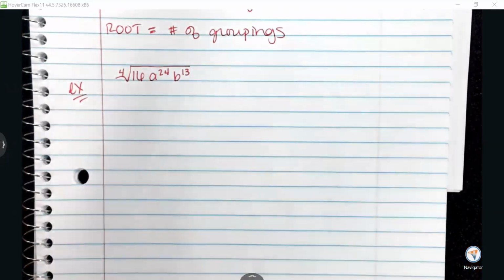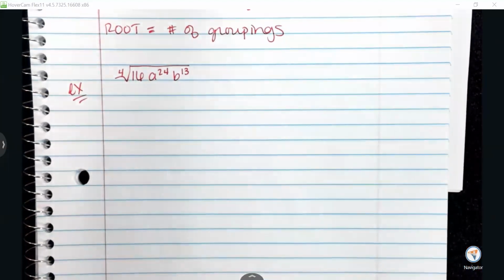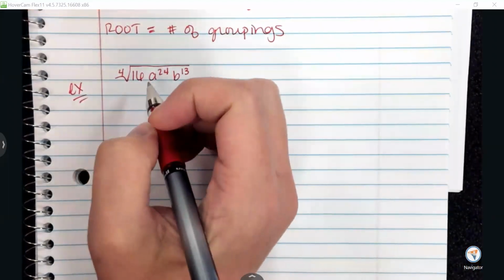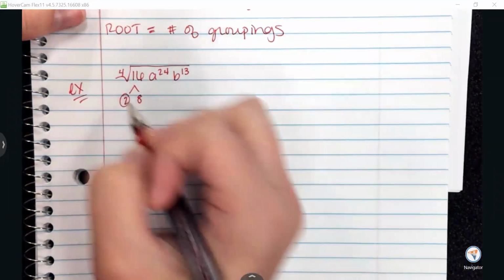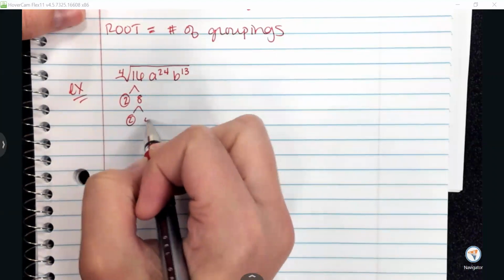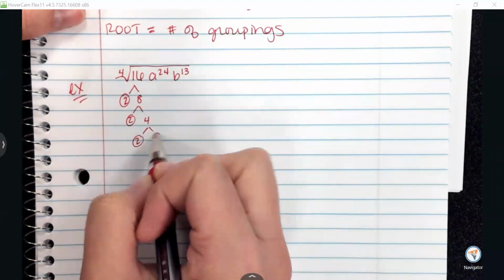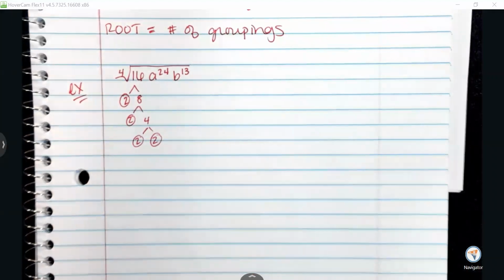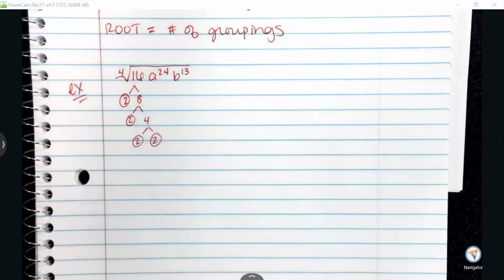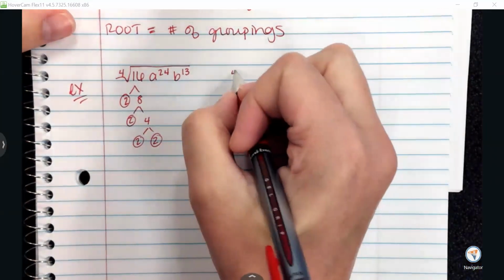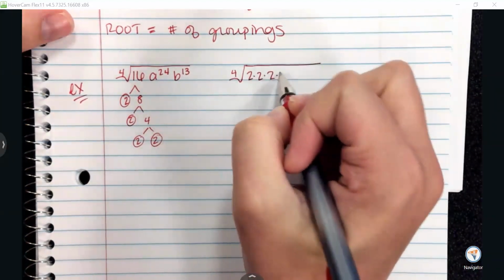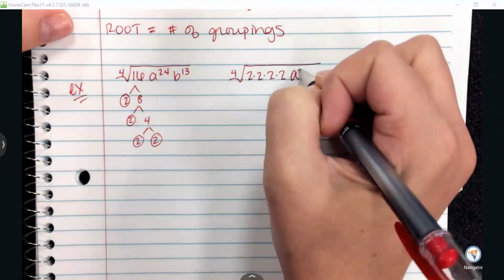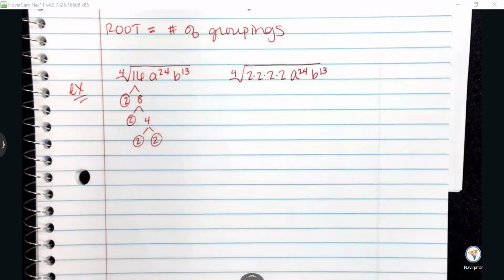I still think the easiest thing to do is break it down with a tree if you need to, okay? Because we're not just square roots anymore. So 16 would be 2 times 8. Circle my 2. 2 times 4. And then 2 times 2. Am I going to write out 24 A's? No, because I know I need 4 of a kind, okay? But what I can write out are my numbers. So I have 1, 2, 3, 4 twos. So 2 times 2 times 2 times 2. A to the 24th, B to the 13th.